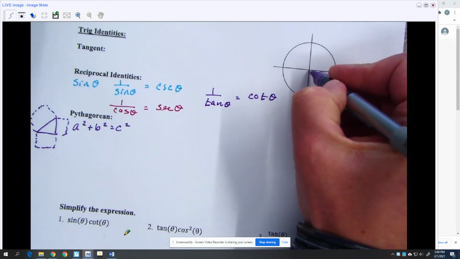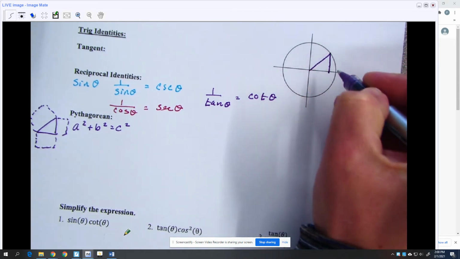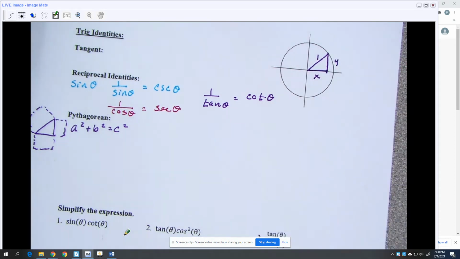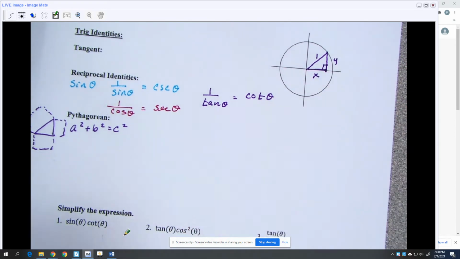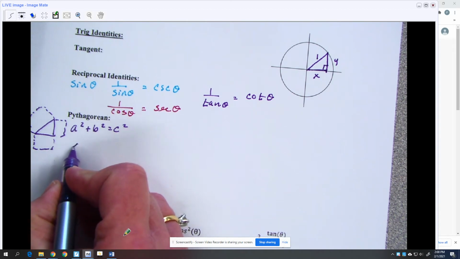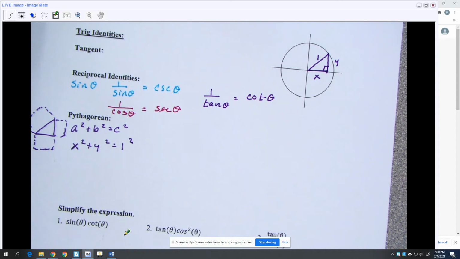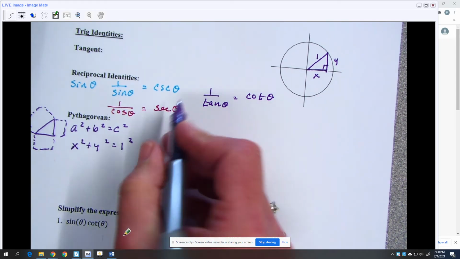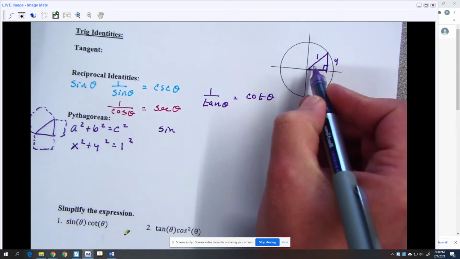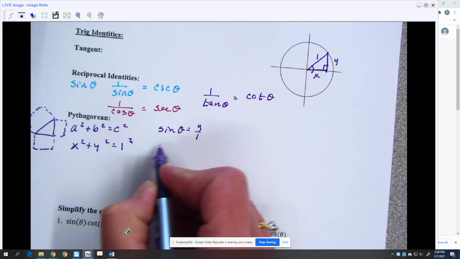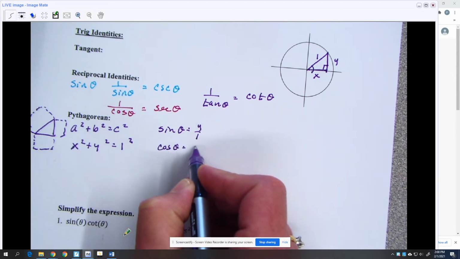So we're going to put a triangle in this circle. This distance we don't know, it's x, y, and 1. Because this is a right triangle, this same idea would work: x squared plus y squared equals 1 squared. Well, from earlier, the sine of this angle is y over 1, and the cosine of that angle is x over 1.